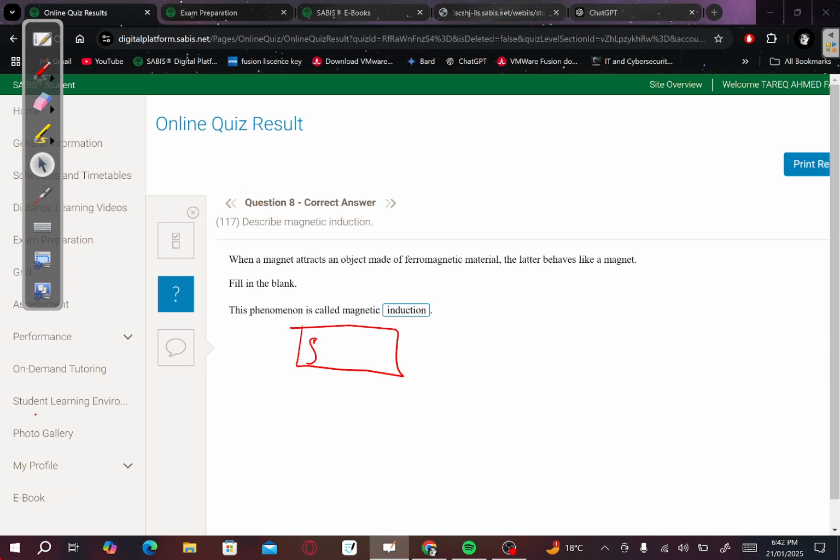Question 8. Okay, so S and N, right? Let's say this is ferromagnetic material. Ferromagnetic material means it can be attracted to a magnet, and it can be magnetized. So I'll just say Fm for ferromagnetic. When this comes near it, it's going to be attracted, right? And then this behaves like a magnet. As soon as it loses its connection, it's not going to be magnetized anymore. This is magnetic induction for soft materials.